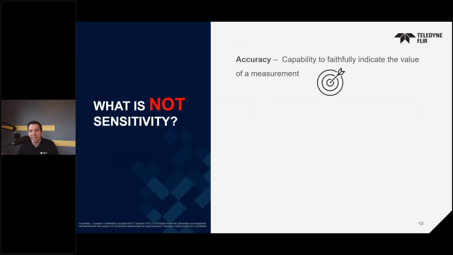As mentioned, NEDT sensitivity is not an accuracy measurement. You'll notice that most IR camera data sheets list accuracy specifications typically as plus or minus 2C or 2% of the reading, something like that.